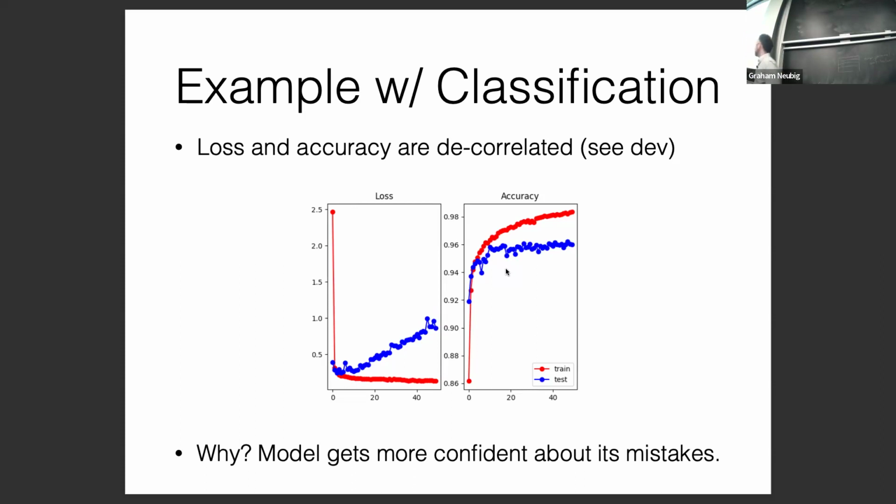So basically, the loss that you're calculating and the thing that you care about in the end, accuracy, can be decorrelated.